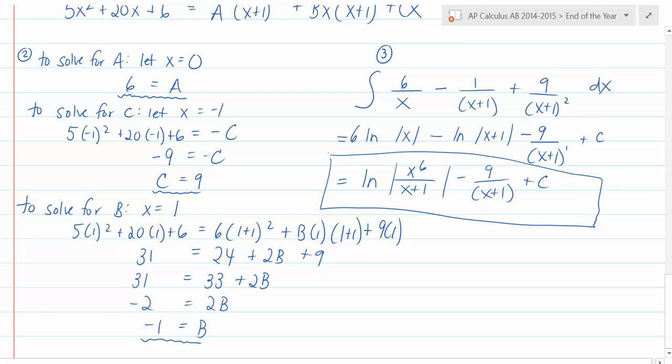So that is it. It will be the homework under 8.5 for the first day for partial fractions.